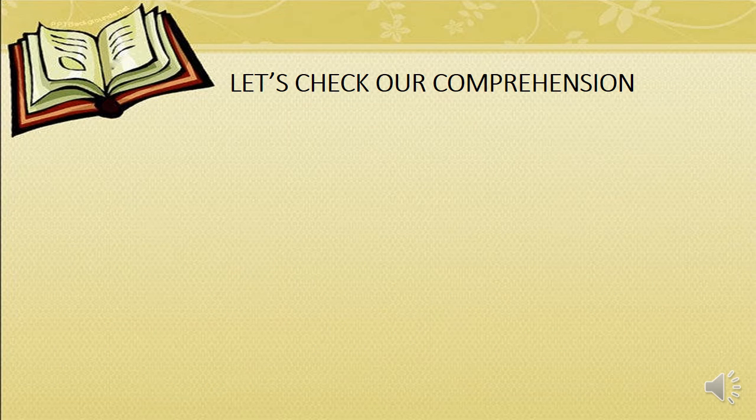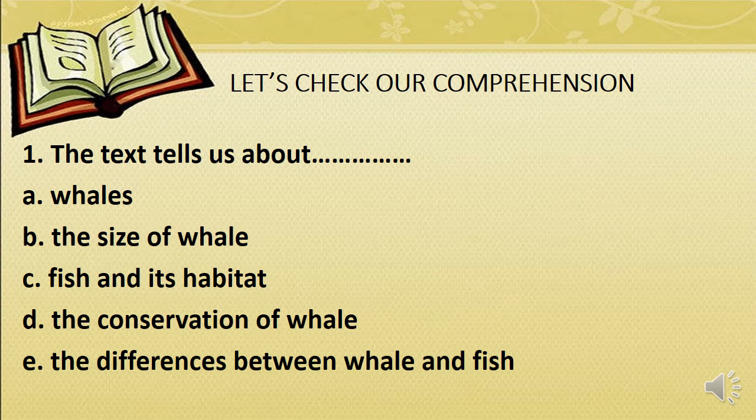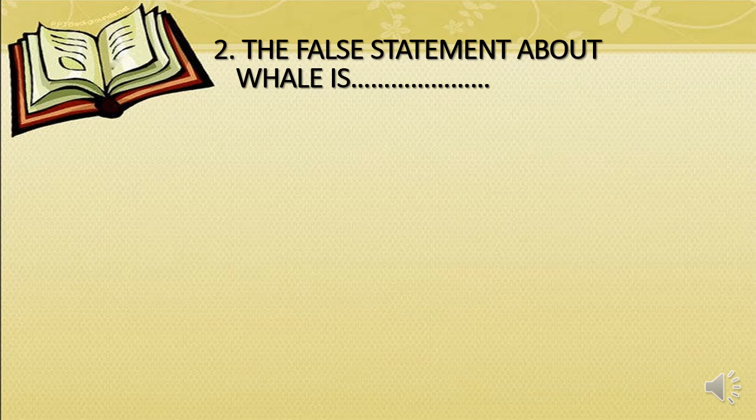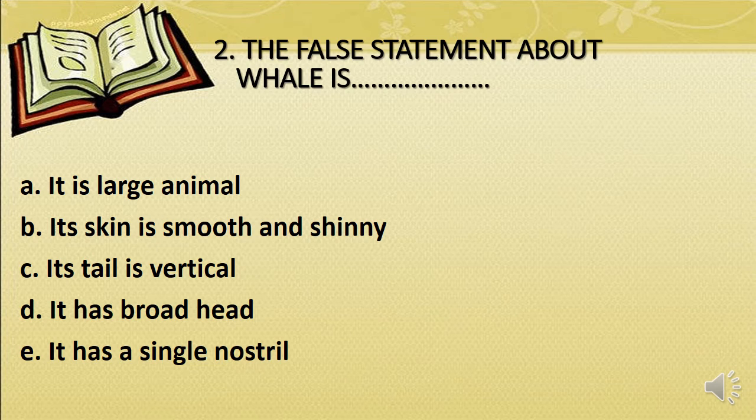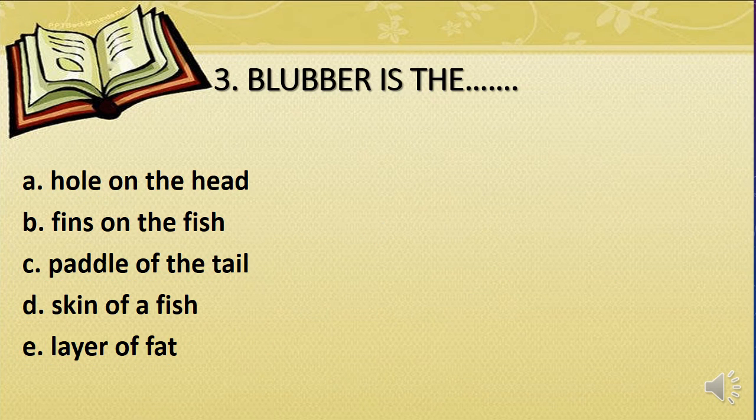Let's check our comprehension. The text tells us about, very good, whales. The false statement about whale is, okay, can you guess what the answer is? Correct. The right answer is C. Its tail is vertical. This is a false statement. Blubber is the, awesome. The answer is E. Blubber is the layer of fat.